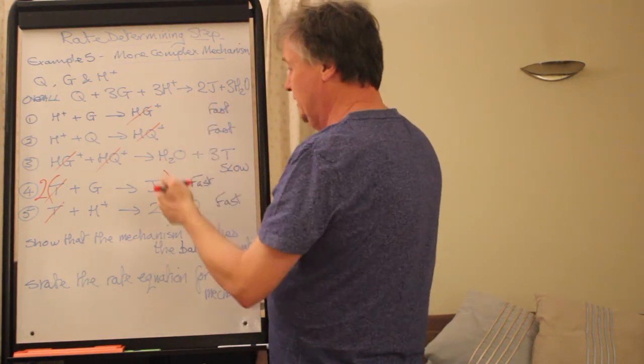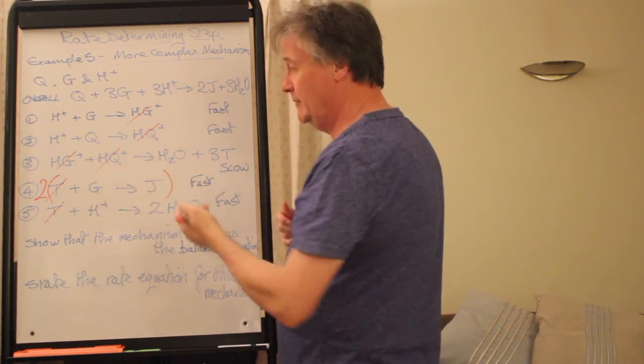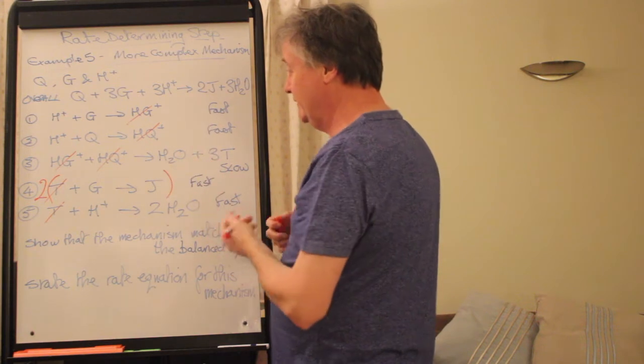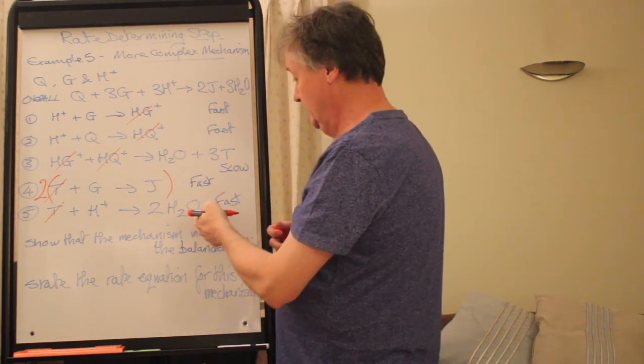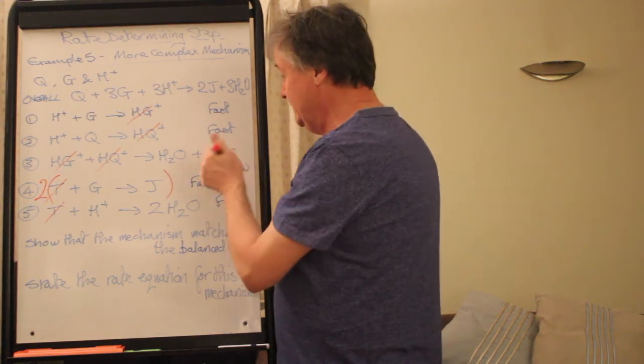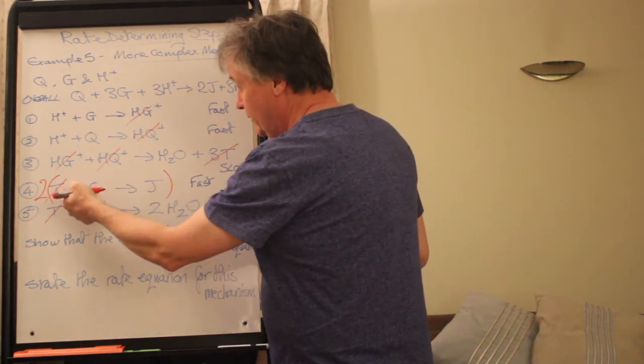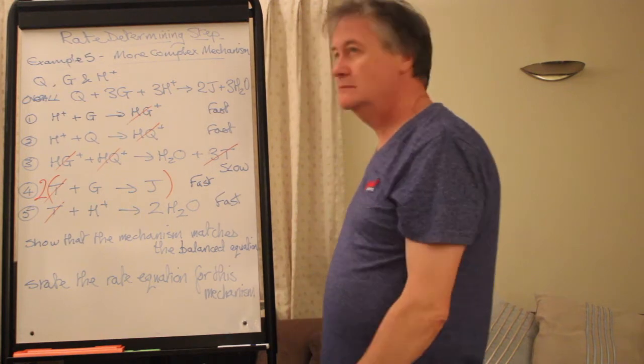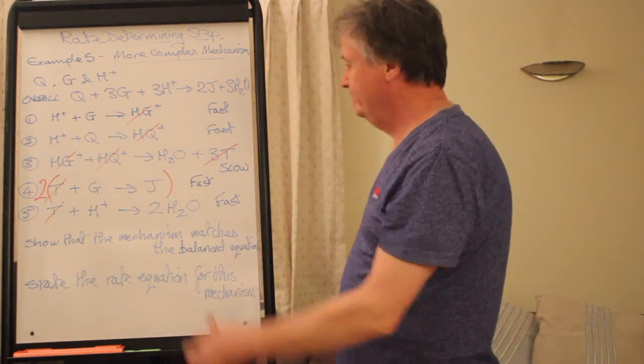Come over here, two J's. There's the J, but it's doubled up, because I've said step four is going to take place twice to allow us to have two J's. And then we have to have three waters. There's one, there's the other two. And the three T's go because two there, one there. So it does match, but it's much more complicated.